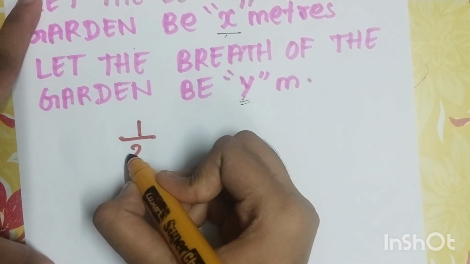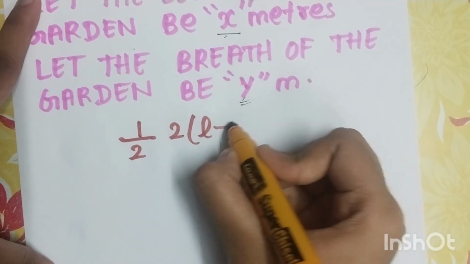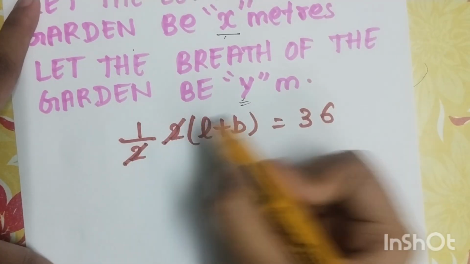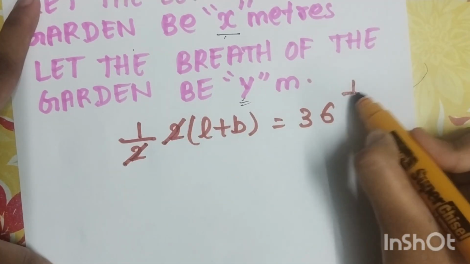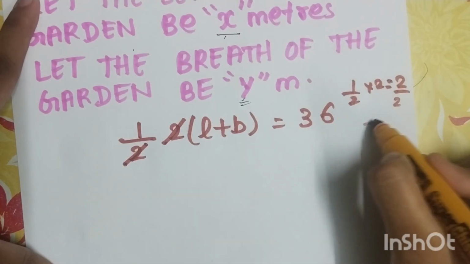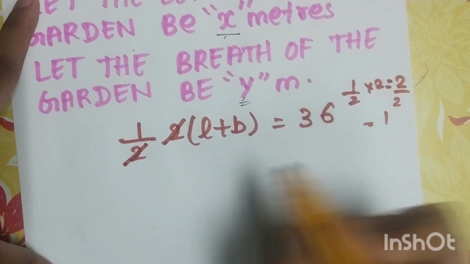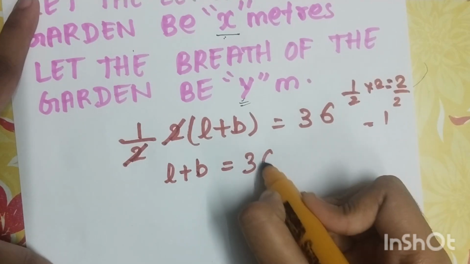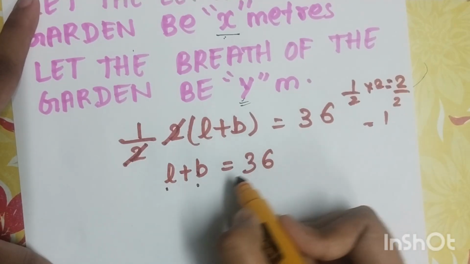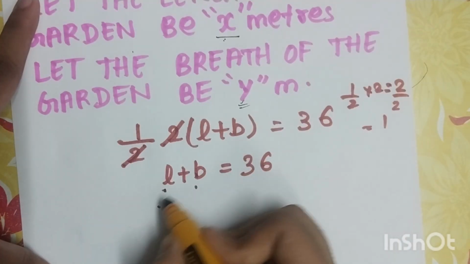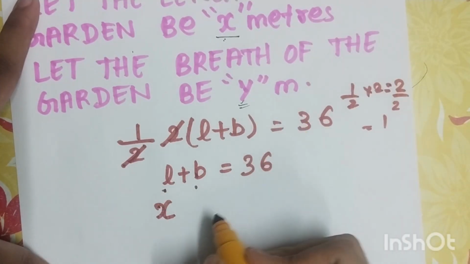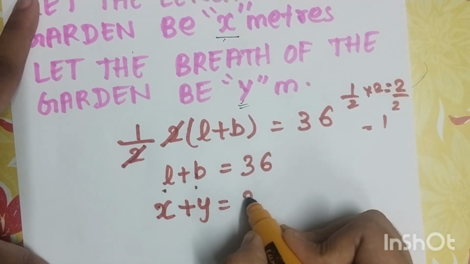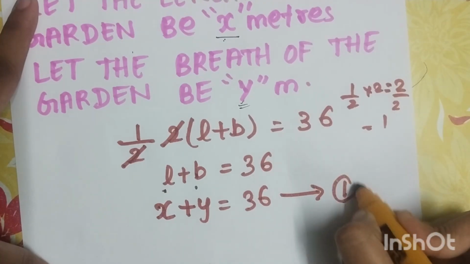So half 2 into L plus B is equal to 36, right? So this 2 and this 2 will get cancelled, because 1 by 2 into 2 is nothing but 2 by 2, which will get cancelled, which is 1. So just cancel it. So it is L plus B is equal to 36. So here my length is x, so instead of L, I am going to write x. And instead of B, which is breadth, I am going to write y. So x plus y is equal to 36 is my first equation.